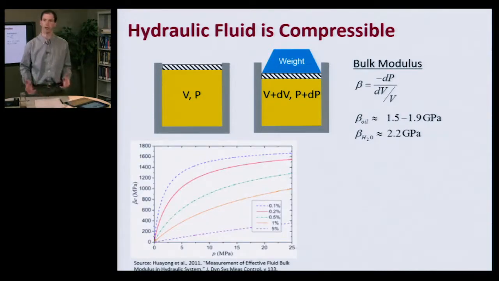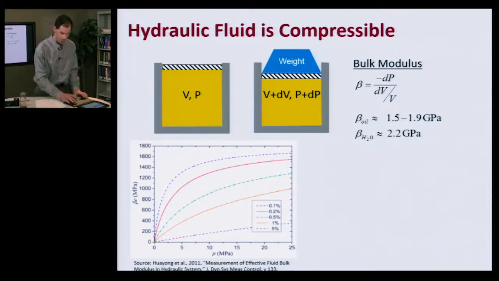To give you a feeling what that looks like, here's a plot of the bulk modulus as a function of pressure on the x-axis, and the different curves are for different amounts of entrained air. When I say that hydraulic oil might have 1.6 gigapascals bulk modulus, that is what it plateaus to. But as we add air to that and as we decrease the pressure, the bulk modulus drops. So to do a really good job of modeling this, we would ideally have a pressure-dependent and entrained air ratio-dependent bulk modulus term.